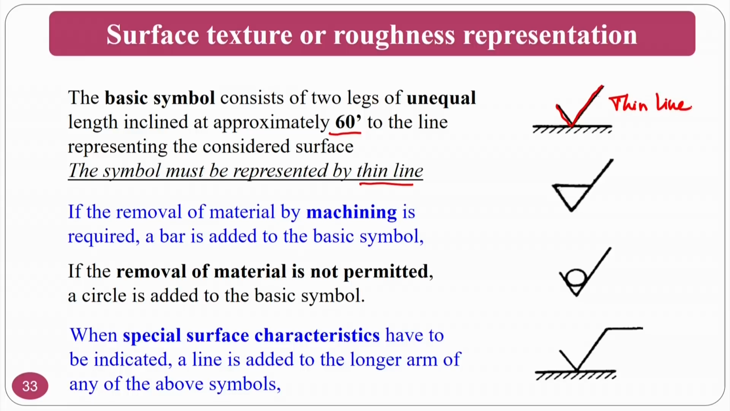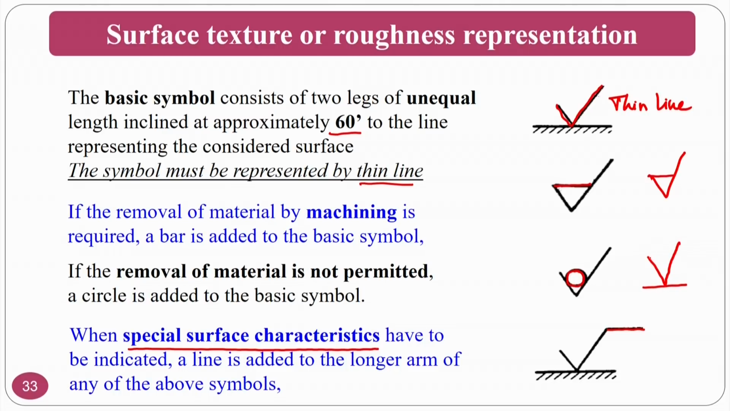Okay. So, with this line, now I have this one. If I am removing the material, that means metal cutting is taking place, this particular portion will come. Okay. If material removal is not permitted, then you have to say it is not permitted by writing a 0 symbol. With special surface characteristics indicated, if you want to indicate, you have to write this one. Okay. So, this is the basic surface roughness representation.